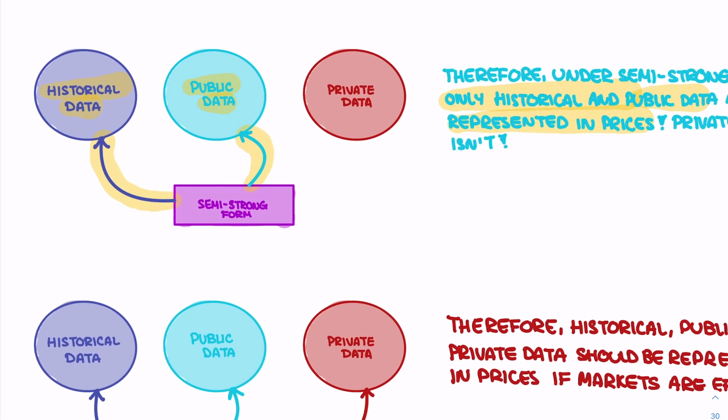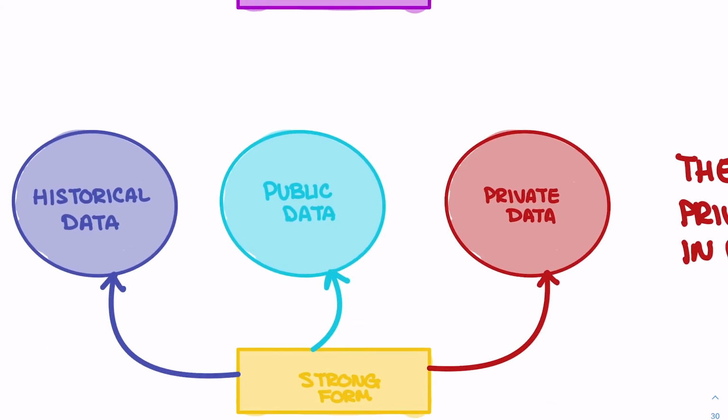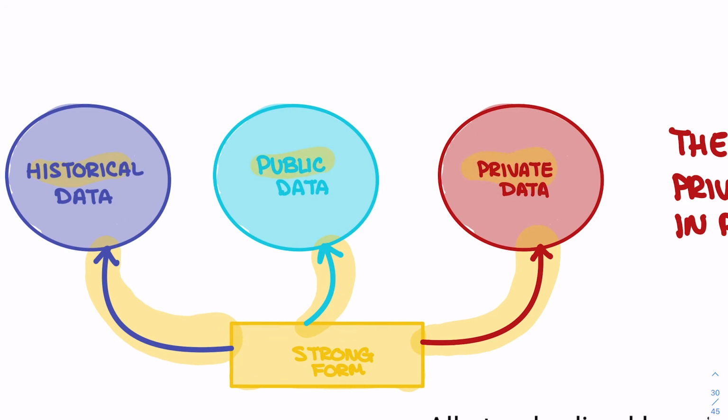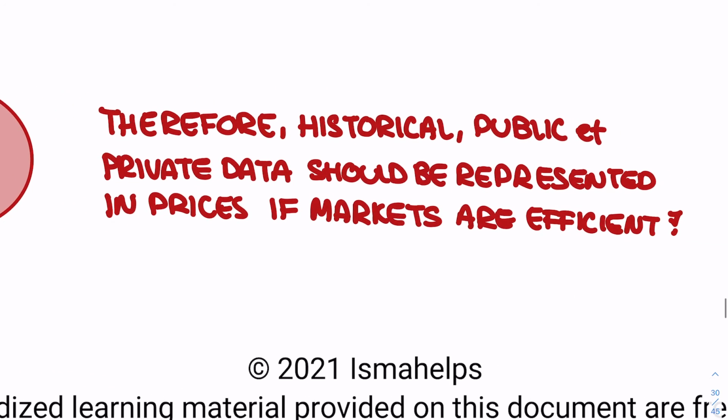All right. Now, the last but definitely not least is the idea of strong form market efficiency. As you can see on your screen, we have the same arrows as under our weak form and the same arrows as under our semi-strong form. But we're adding one more arrow. One more element being represented in our prices, and that's the concept of private data. Private data under strong form market efficiency is actually represented in the prices of our stocks. Just look at our beautiful graph. It says historical data, public data, and private data are all represented in the prices of our stocks on the market.